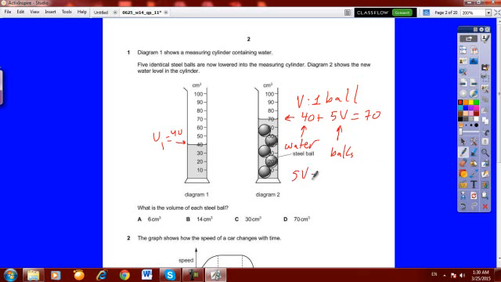So 5V is equal to 70 minus 40. 5V is equal to 30, and so V is equal to 30 over 5 equals 6 centimeters cubed. So the answer is A. Number 2.